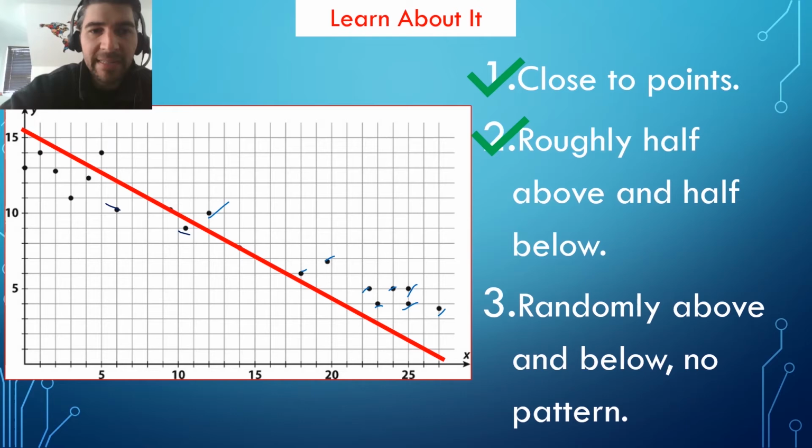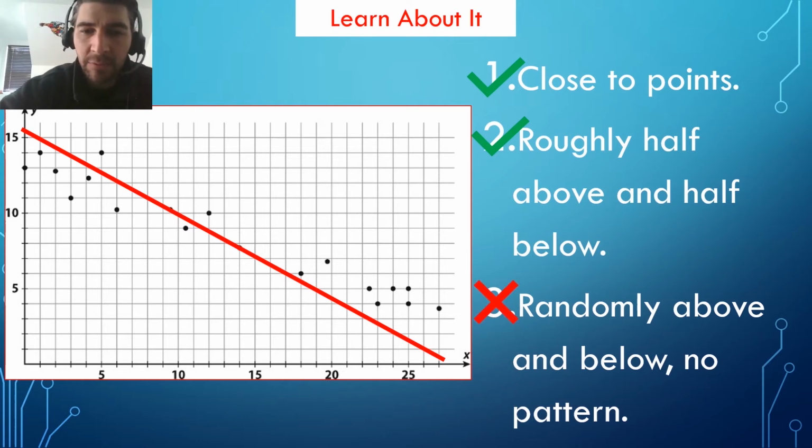That's not too bad. That's roughly half. Not too many above versus too many below. So far, so good. Looks like this might be a decent trend line, but I have a feeling that most of you picked the other trend line, and it's because of this reason, number 3, that they are not randomly above and below the trend line.